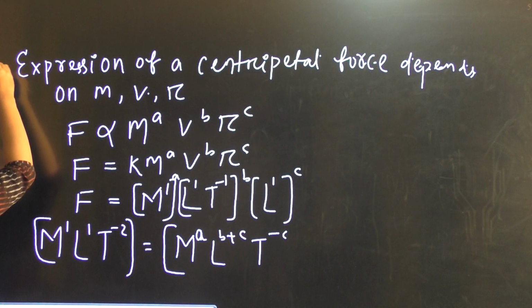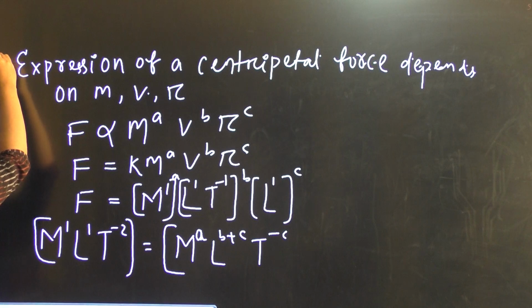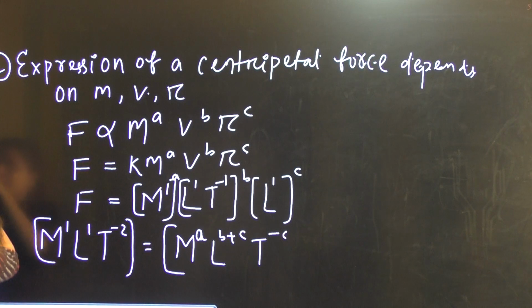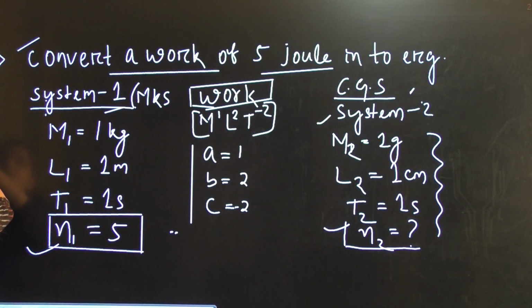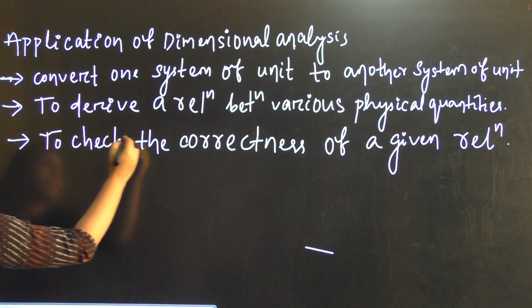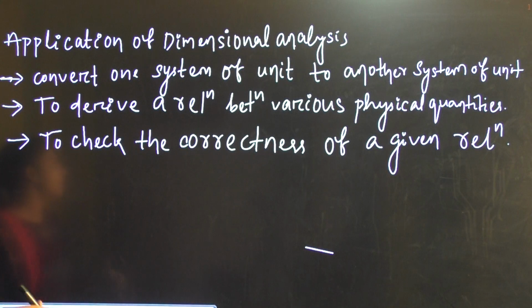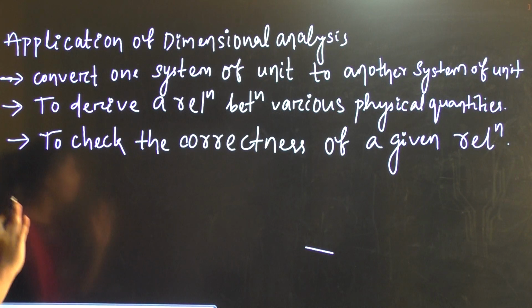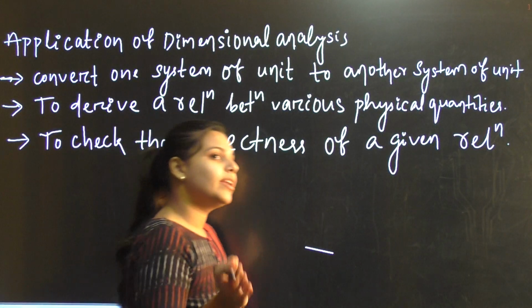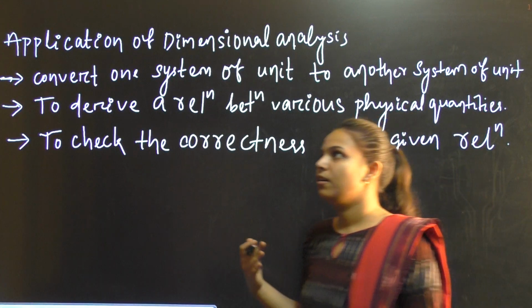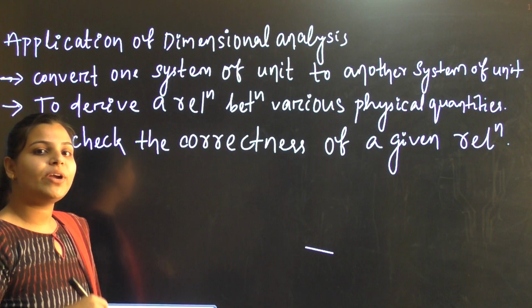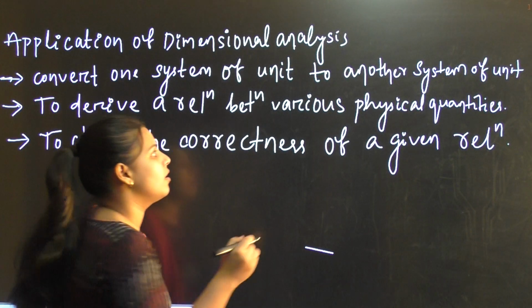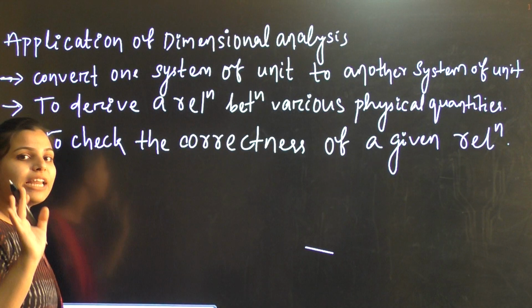This is the second application: to derive a relation between various physical quantities, when we don't know how one physical quantity varies with another. For force, we know the force, but there are different forces: one is centrifugal, one is centripetal, and another is gravitational force. But how each is related to another quantity, you can also find out from this dimensional analysis.